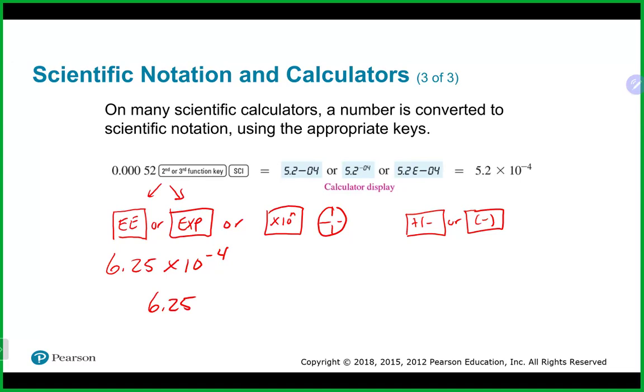Sometimes you may need to hit a shift button or second button, and it's on another button in this area to sort of find those. The negative button is oftentimes towards the bottom or sometimes right around here as well. That's where you'll find those buttons.